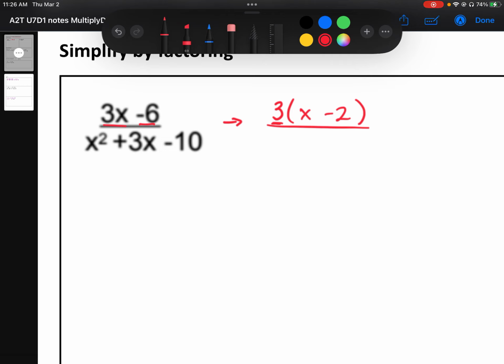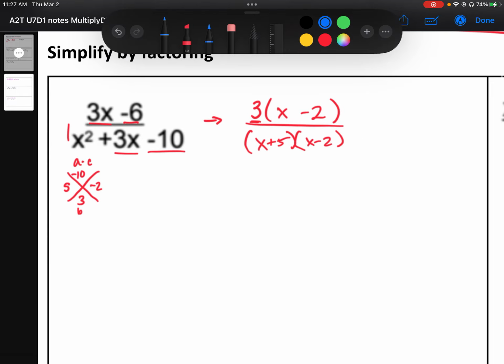Then in the denominator, I am going to factor this trinomial, so it's going to create two binomials. So I think, what multiplies to negative 10 and adds to 3? That would be 5 and negative 2. So x plus 5, x minus 2. If you like to do the AC method, you do 1 times negative 10 is negative 10, and b at the bottom, which is 3. What multiplies to negative 10 and adds to 3? 5 and negative 2. So same thing.